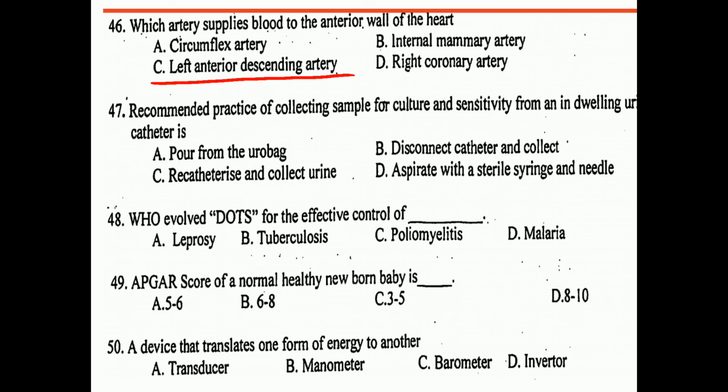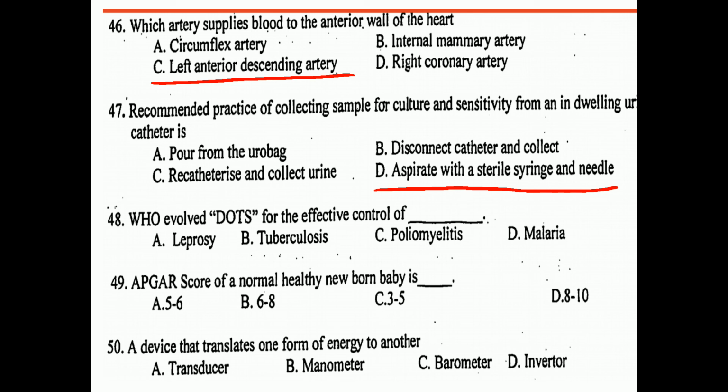Question number 47. Recommended practice of collecting sample for culture and sensitivity from an indwelling urinary catheter is. Given options are A, pour from the urobag, B, disconnect catheter and collect, C, recatheterize and collect urine, D, aspirate with a sterile syringe and needle. The correct answer is option D, aspirate with a sterile syringe and needle.